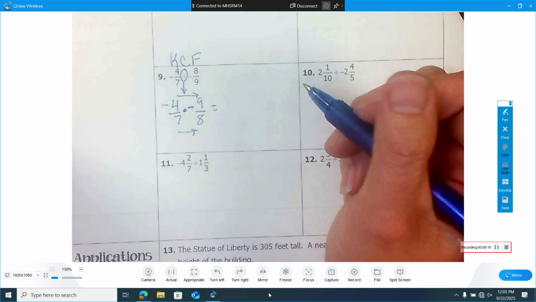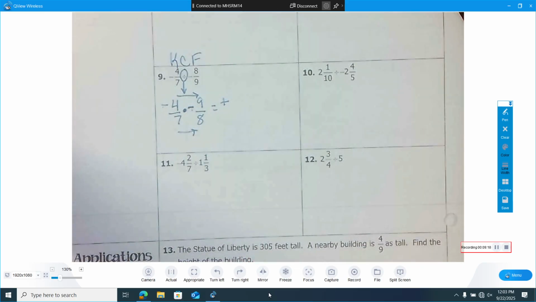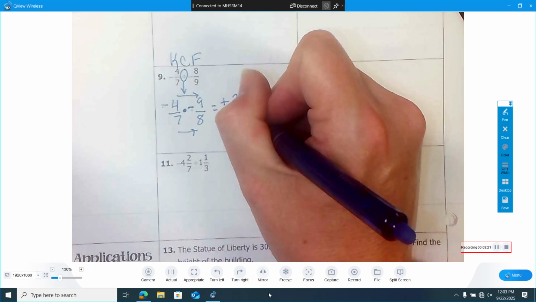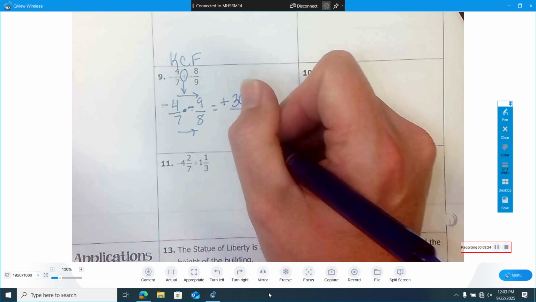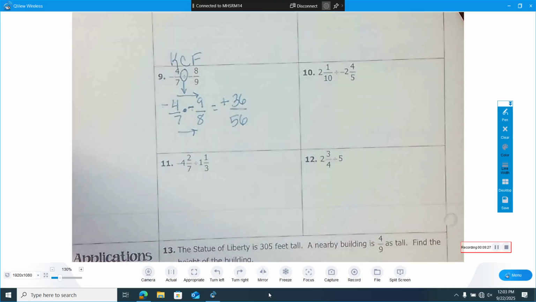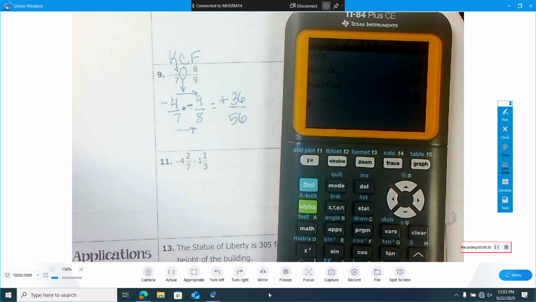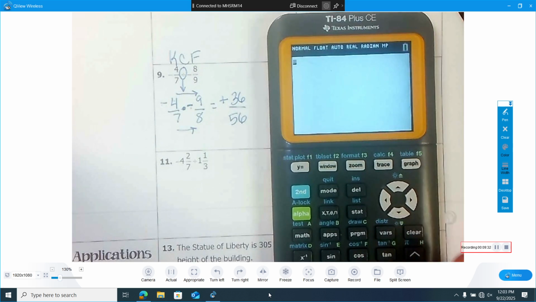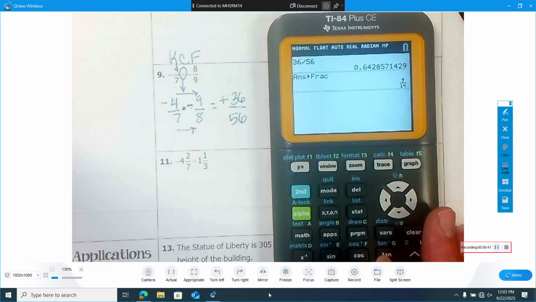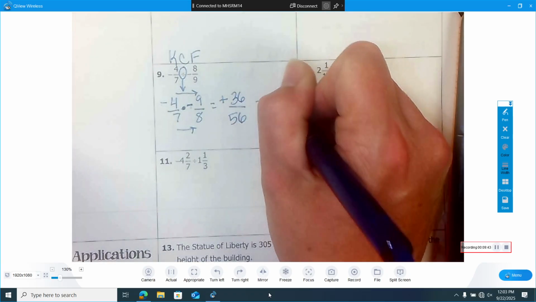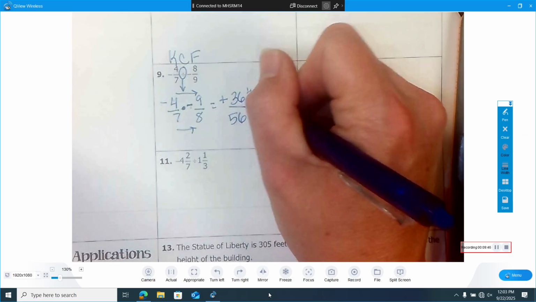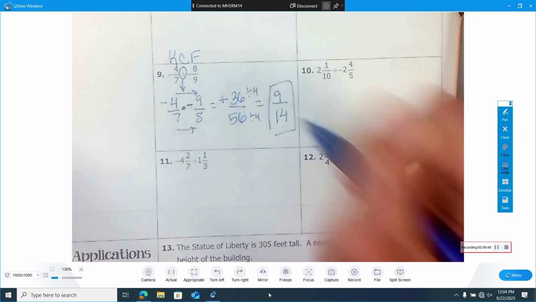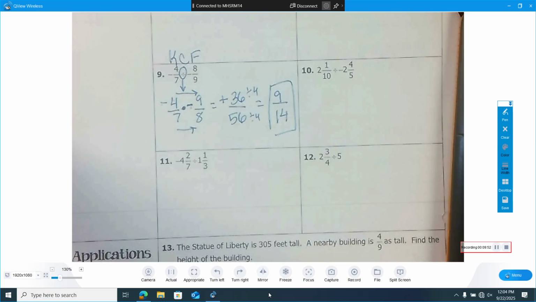Negative times negative is going to give me positive. 4 times 9 is 36. And 7 times 8 is 56. And I don't know if those reduce, so I'm going to use my calculator. 36 divided by 56 and math frac it. It turns out it's going to give me 9/14. So that actually reduces to 9/14, which turned out was a divide by 4 top and bottom. There's your final answer, 9/14, okay?